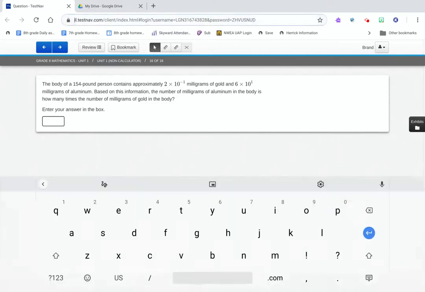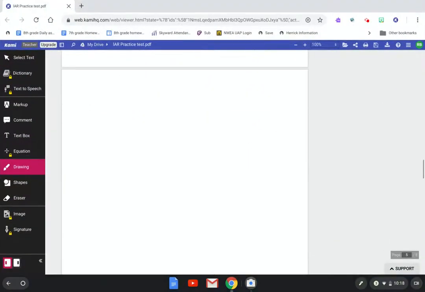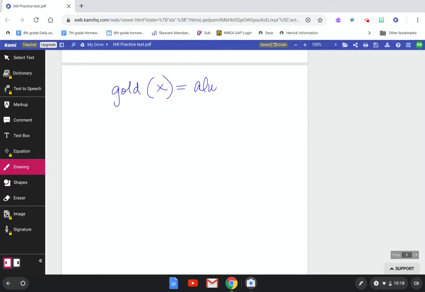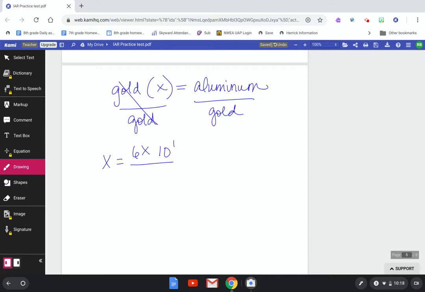So we need to know gold. All right, so let's look at it this way. Gold is the smaller amount times what? So times, let's say, the number of times equals aluminum. Okay, so in order to get the amount that you need to multiply by, the x alone, we are going to divide by the amount of gold. So x equals the amount of aluminum, which is 6 times 10 to the first power, over the amount of gold, which is 2 times 10 to the negative 1.